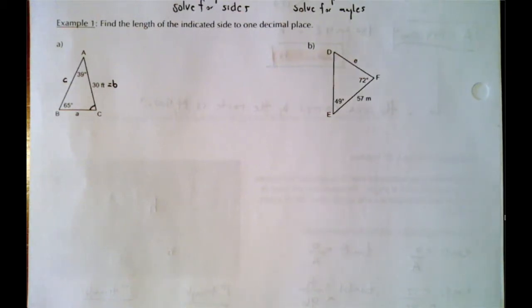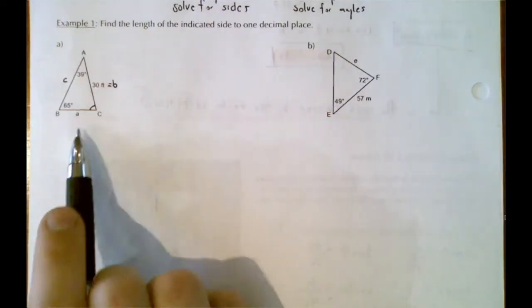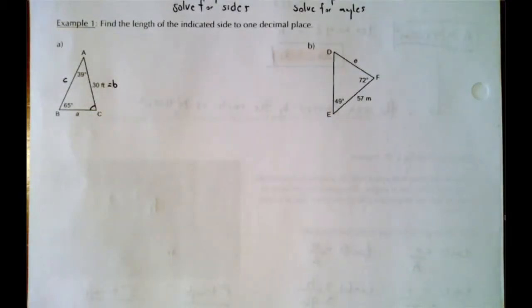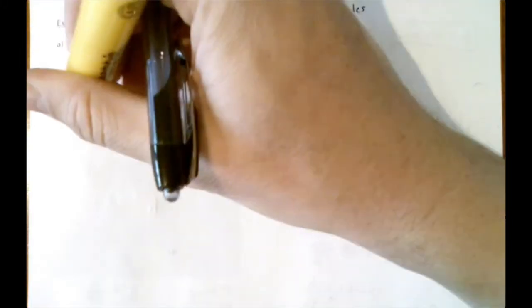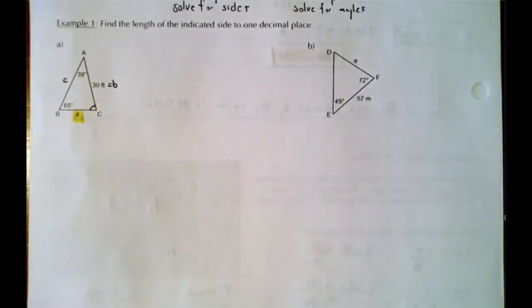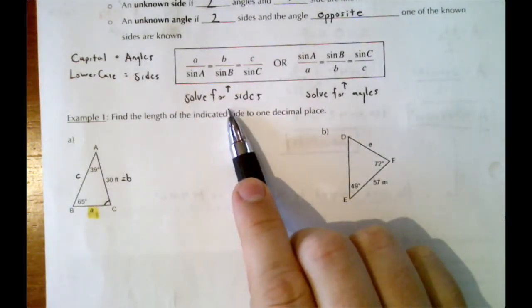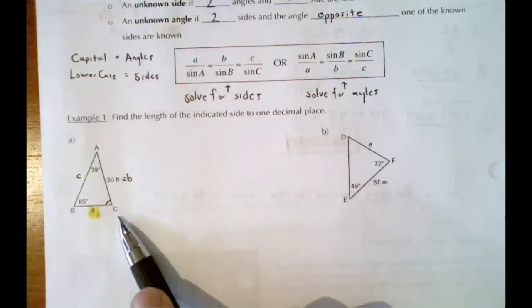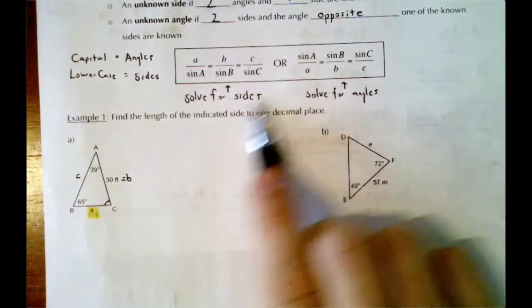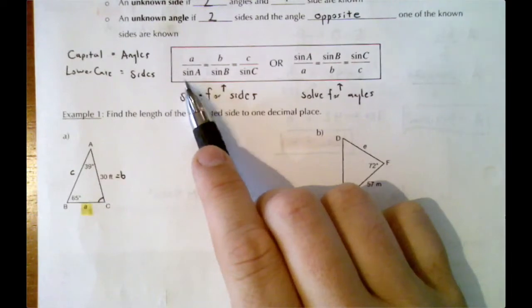It says find the length indicated to 1 decimal place. Well, the length indicated here is a. We're looking for a. Since I wrote C on there, I better highlight a. We're looking for a. So we're going to use the version of the sine law that solves for sides. And since our triangle is labeled ABC, we have a pretty easy sine law to write because it's exactly right here. So let's write it.